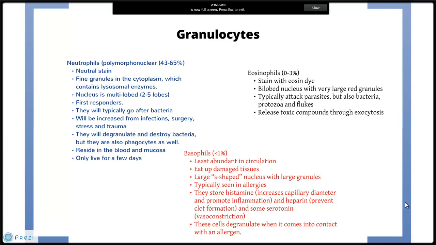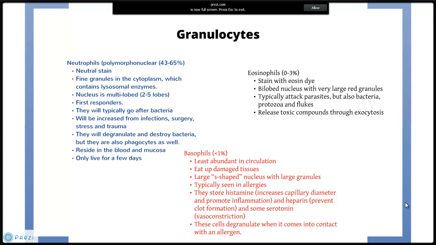And now moving on to eosinophils. They are called eosinophils because they stain with an eosin dye. You can tell it's only 0 to 3%, so there's not that many of them, but they have a bilobed nucleus, and if you look at them under a microscope, you can see really red granules that are pretty large. They are mainly attacking parasites, but they can also attack bacteria, protozoa, and flukes as well.